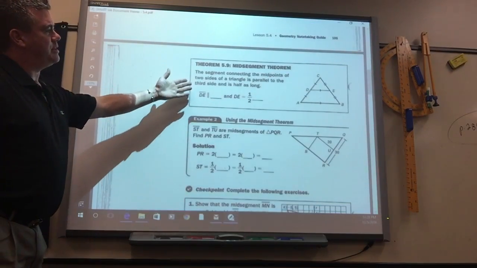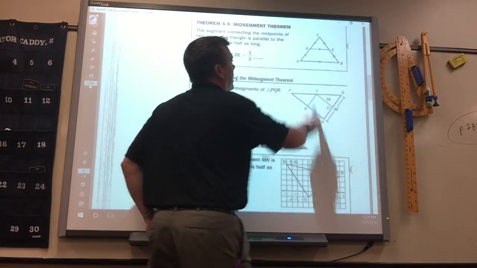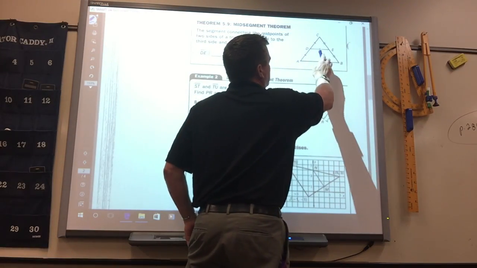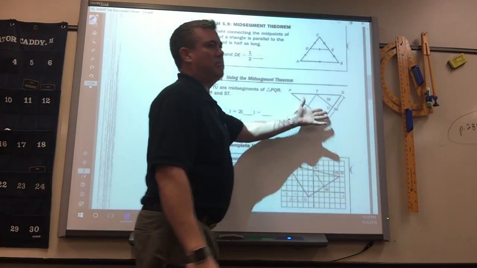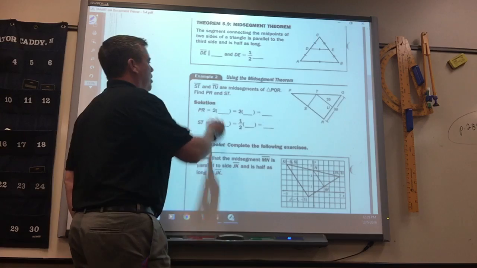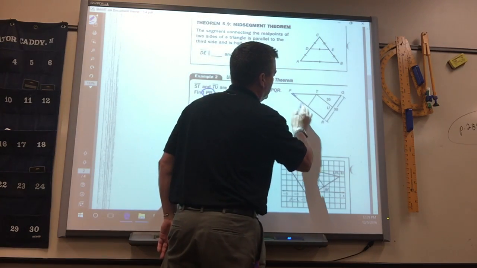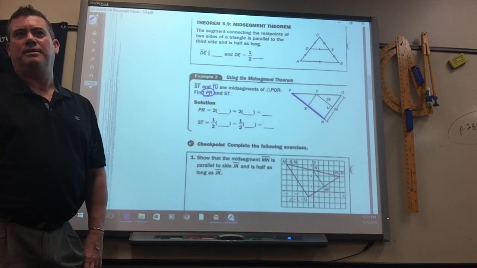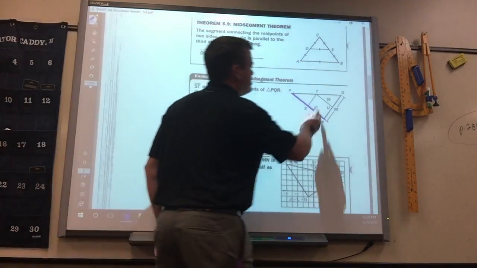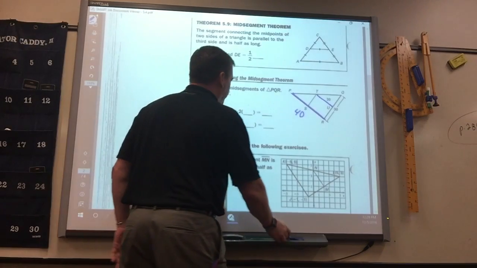So here's the theorem that I just told you. The mid segment and the opposite side is parallel and half as long. So in this picture, they're wondering what is PR. PR is this length. How long would that be? 40. Because this mid segment is 20, which means that has to be twice as long, 40.